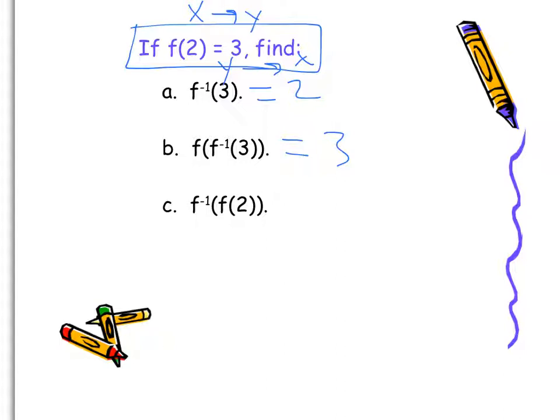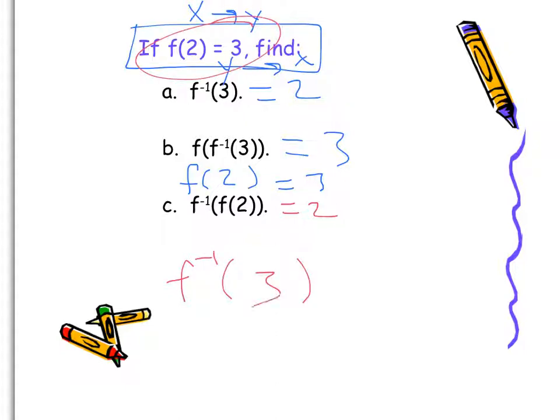Anytime you have a composition, f and f inverse, it'll just equal the number that you put in. If I wanted to verify this, I could break it down into two steps. Part A tells me that f inverse of 3 is 2, and then the information that was given told me that f of 2 is 3. Same thing in part C, that equals 2. Okay, if I wanted to verify that, f of 2 is 3, and f inverse of 3 is 2.